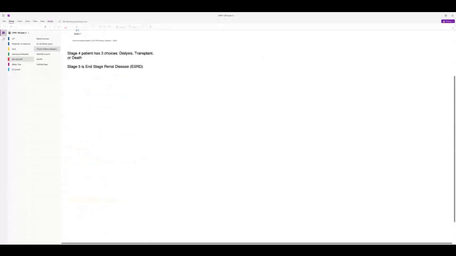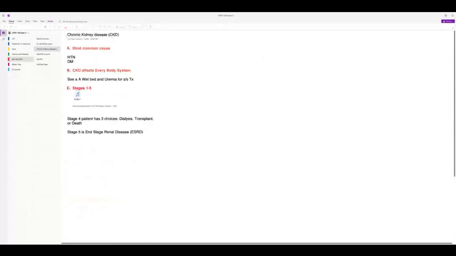With chronic kidney disease, the two most common causes are hypertension and diabetes. Chronic kidney disease affects every body system, so look at the wet bed again for signs and symptoms and treatment. There are 5 stages. You don't really need to know all 5 stages. I'm just going to tell you a couple of things. Stage 4 is when you tell your patient they have 3 choices: dialysis, transplant, or death. And stage 5 is when, usually, you can't get a transplant that quick. So they would go on dialysis, or if they wanted to die, then you would arrange for hospice.